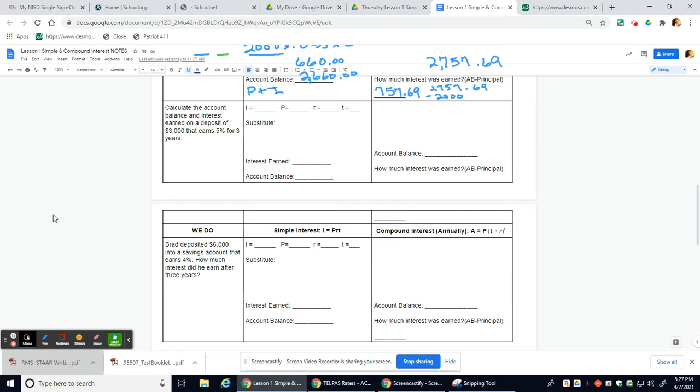So once again, let's go ahead and start this off by looking at what's been given to me. I'm depositing $3,000, so I know that that is my principal. My rate is 5%, and I'm going to go ahead and convert that by moving my decimal 2 places to the left, and that's 0.05. I'm leaving that money in the bank for 3 years.